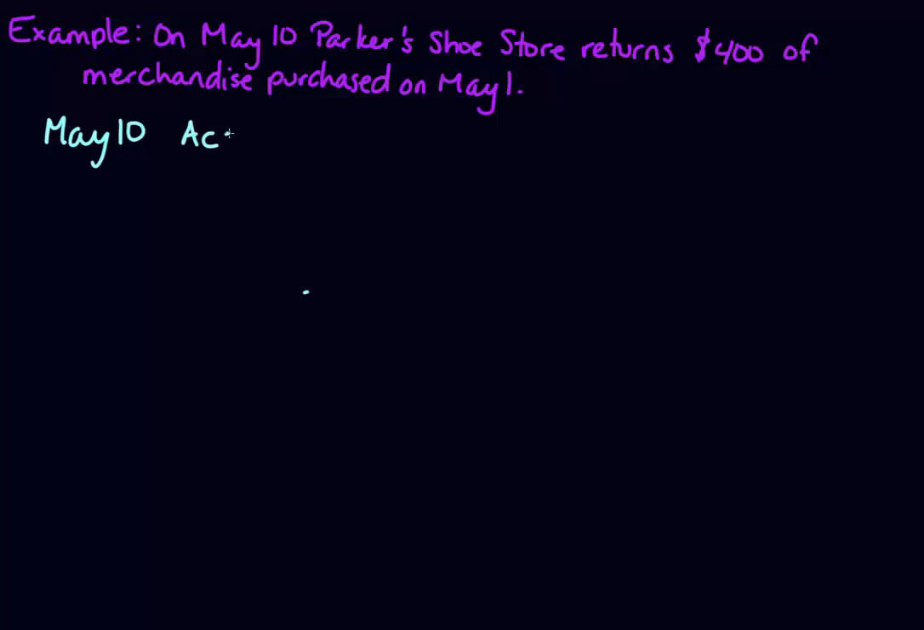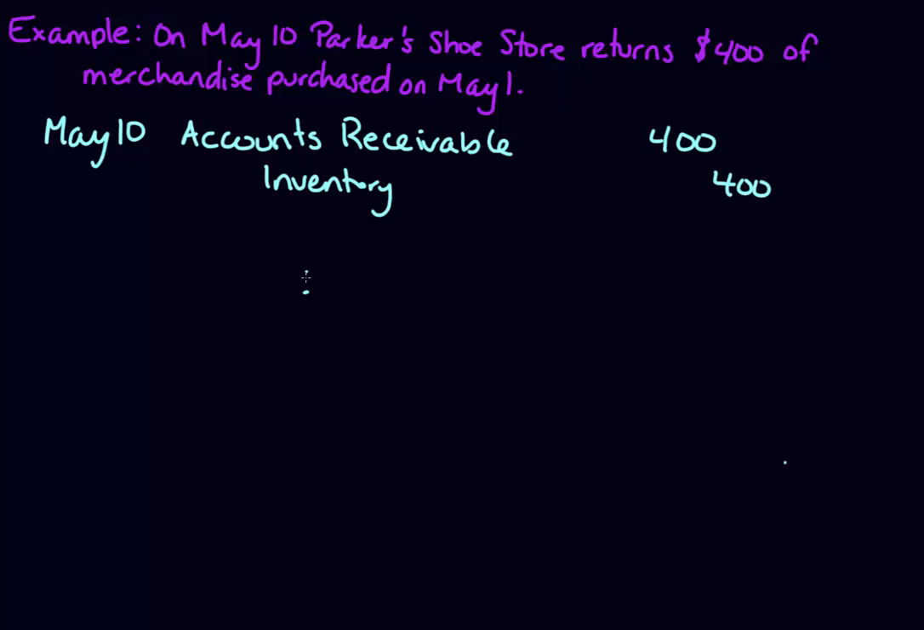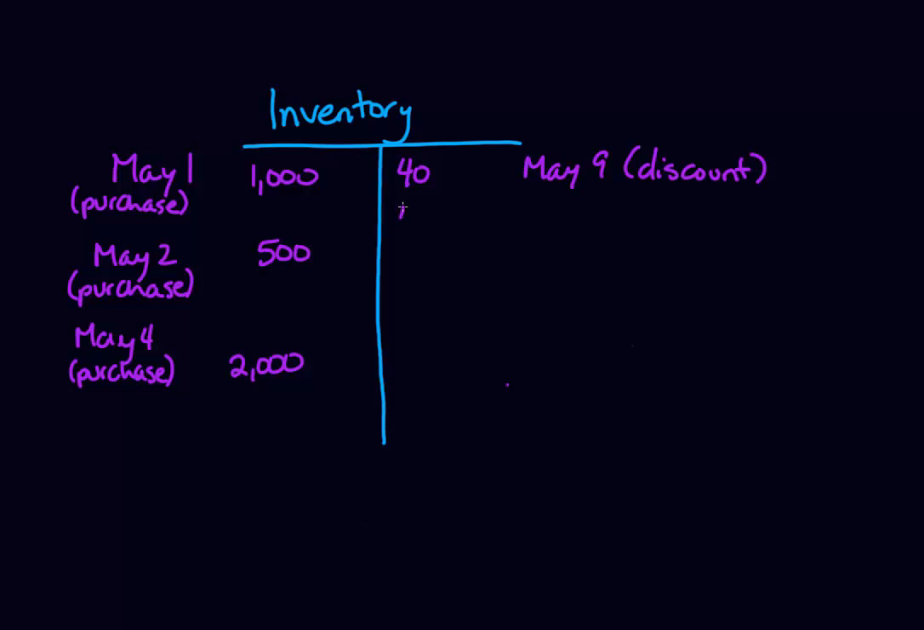And the supplier owes us money back. So if we haven't paid for the merchandise that we purchased on May 1st yet, we could simply reduce our accounts payable to that supplier. In this case, we've already paid the supplier the full amount owed for our May 1st purchase. So they are going to owe us money. So we're going to use our accounts receivable. And we can also go update our T account. So that was a return transaction.